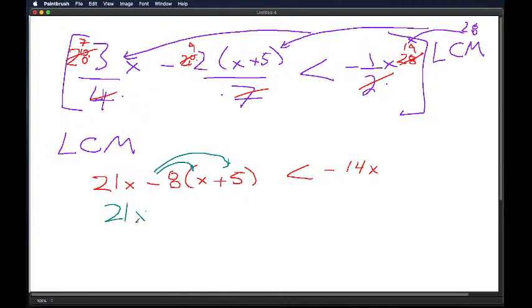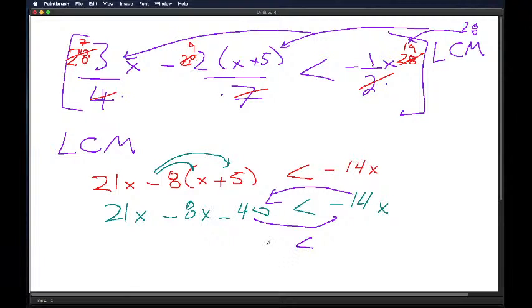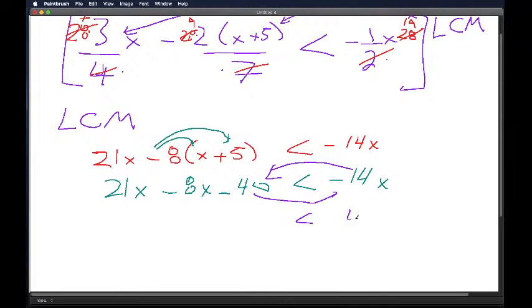So if I continue, Luna, just to see, negative 8 and negative 40 is less than negative 14x. And now we want to put all the numbers on one side and anything with an x on the other. So let's put this over here and the negative 40 over there. So we have positive 40 here. 21x minus 8x is 13x. But I bring this negative 14x over, so it becomes positive 14x.